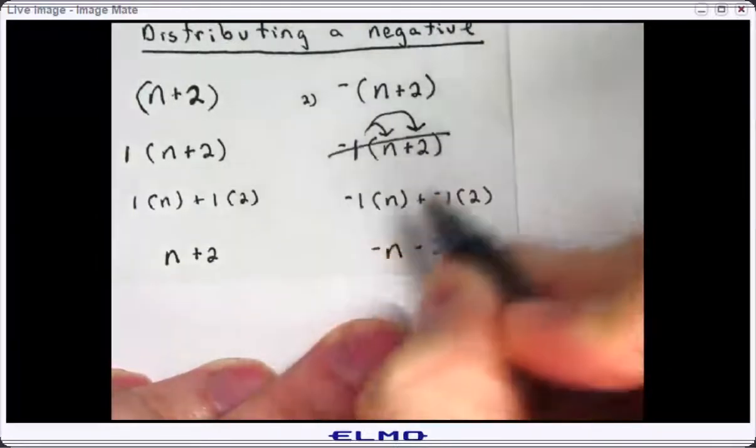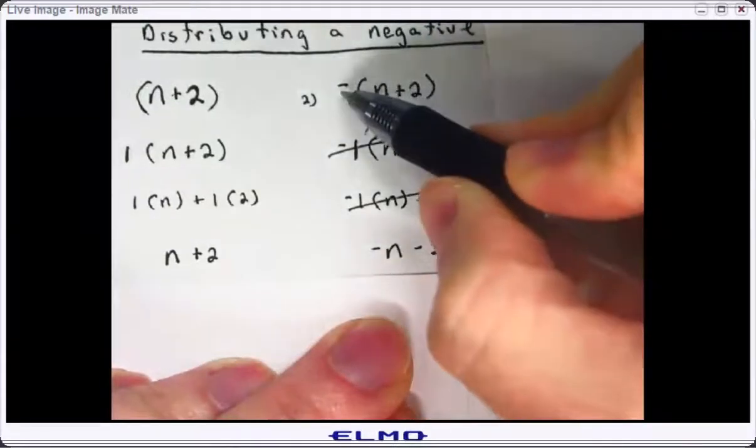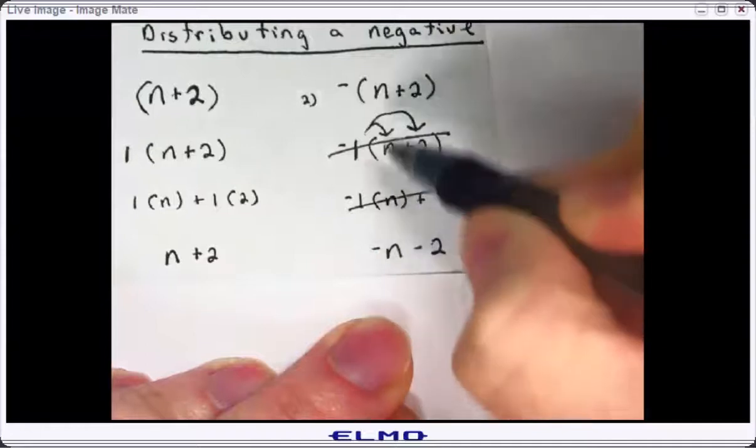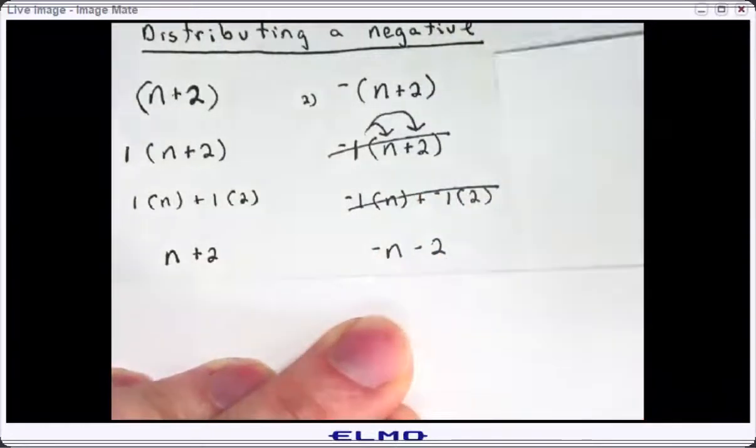Now, I didn't need to do this. When we see this problem, we go straight from here to the answer. Negative 1 times n is negative n. Negative 1 times 2 is negative 2.